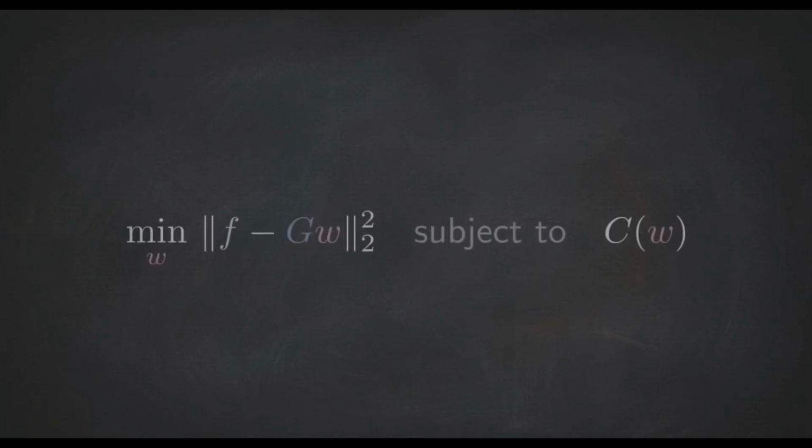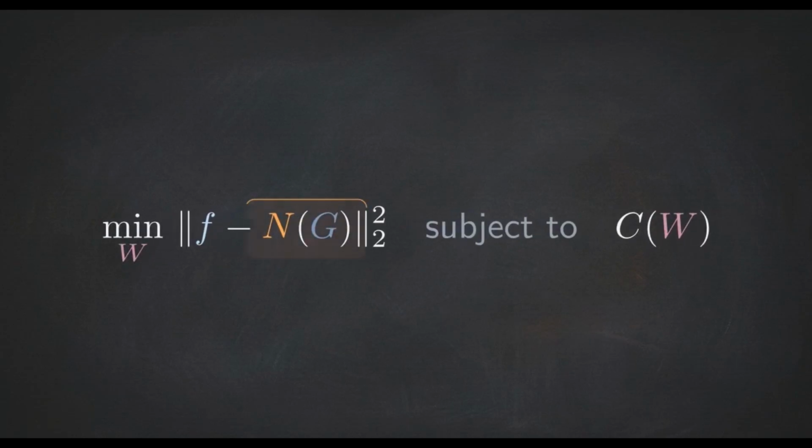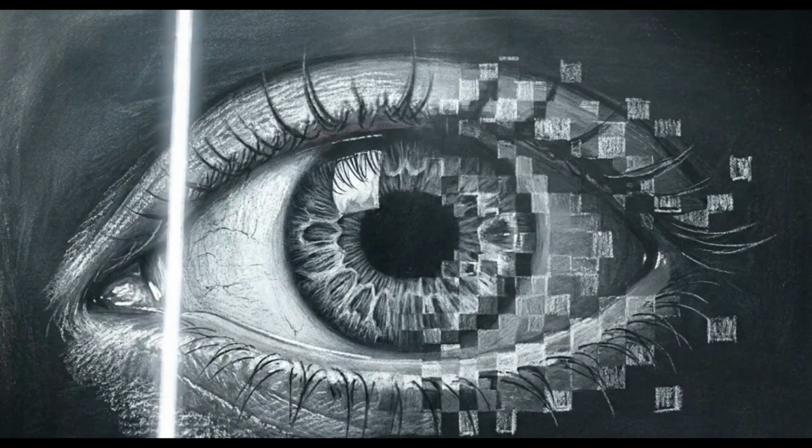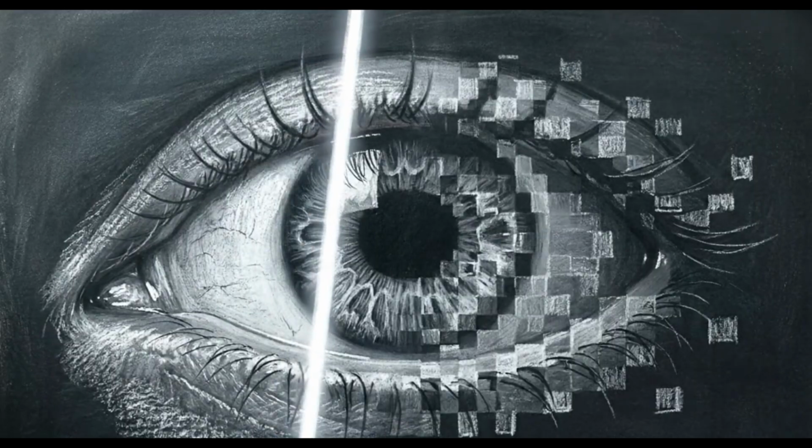That brings us to the finalized, generalized mathematical equation that defines the modern deep learning paradigm. We are minimizing the difference between the target, f, and the entire deep network function, N of g, subject to the system's weight constraints, C of w. Deep neural networks are the logical mathematical evolution of classical iterative filtering, deliberately engineered to map unknown signal distortions.